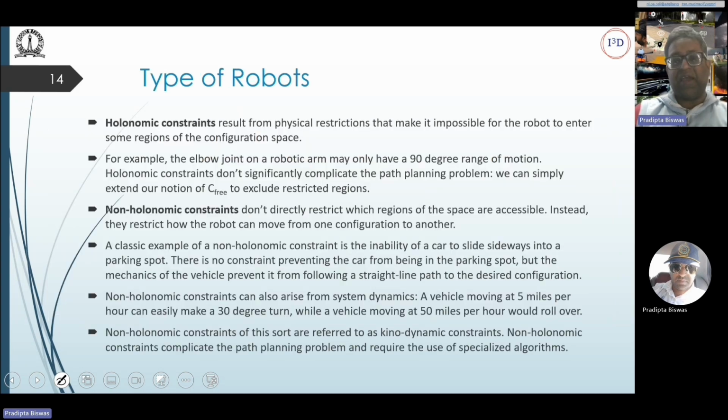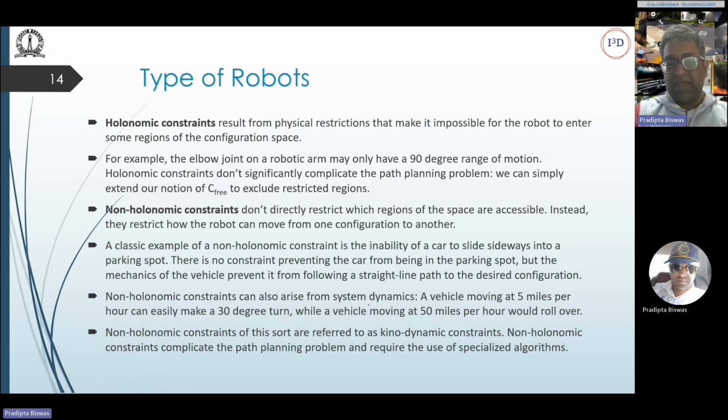In this case, we will define two more terms, which maybe we will not use much in this lecture, but it is important to know: the holonomic constraint. This holonomic constraint results from the physical restrictions that make it impossible for the robot to enter some region. For example, in our elbow joint, I cannot touch the back of my arm, because of the constraint given by the type of joint in our elbow. While the non-holonomic constraint does not only depend on the structure of the robot, but also depends on the way the robot is moving.